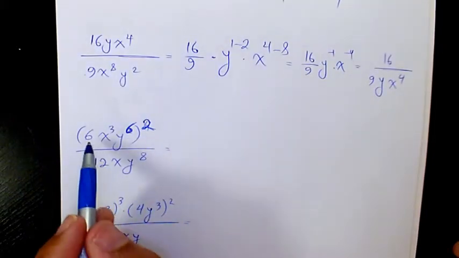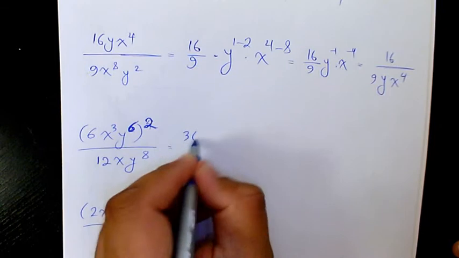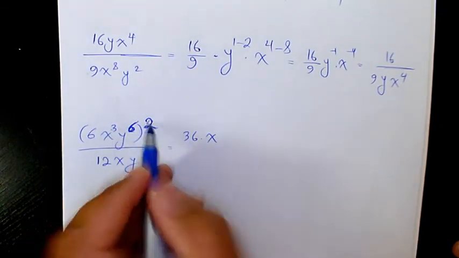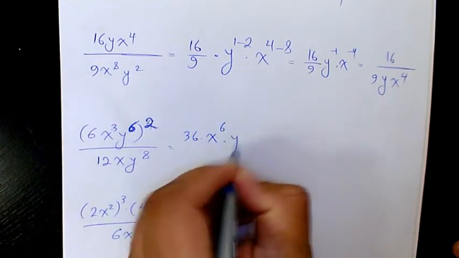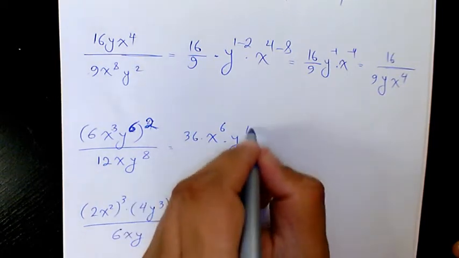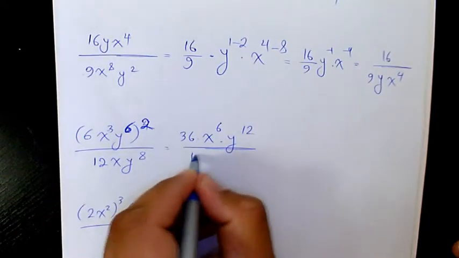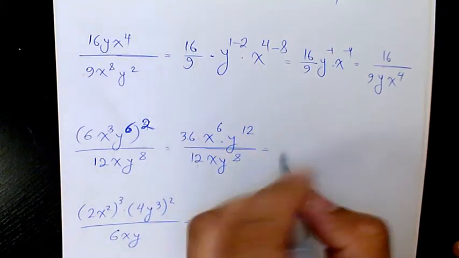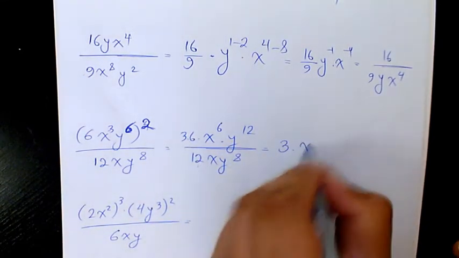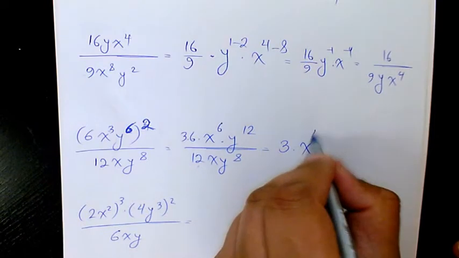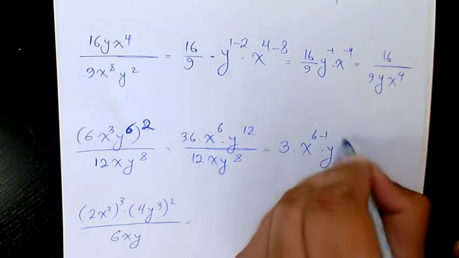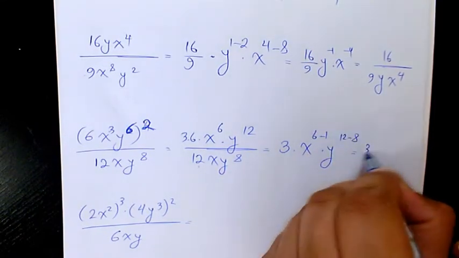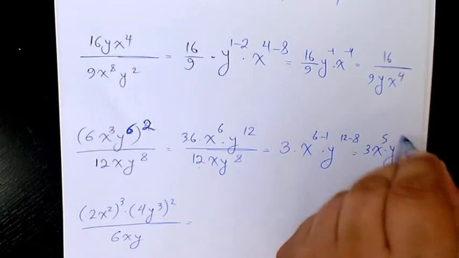Next one, 6 to the power of 2, 36. x to the power of 3 times 2, 6. y to the power of 6 times to the power of 2 is going to be 12. 12x y to the power of 8. 36 divided by 12 is going to be 3. x to the power of 6 minus 1. y to the power of 12 minus 8. So it's going to be 3, x to the power of 5, y to the power of 4.